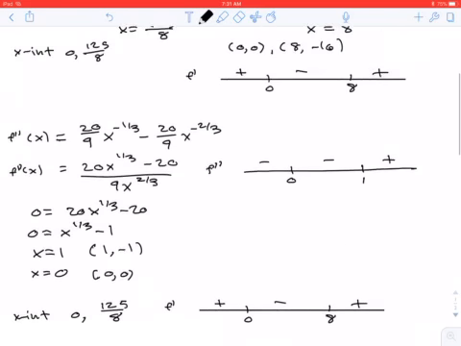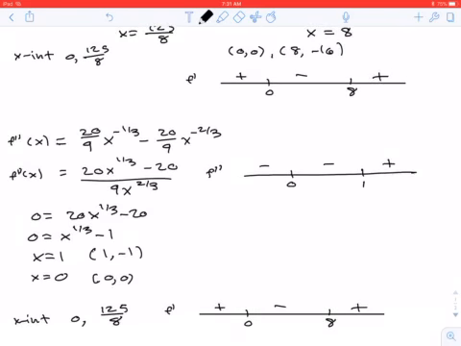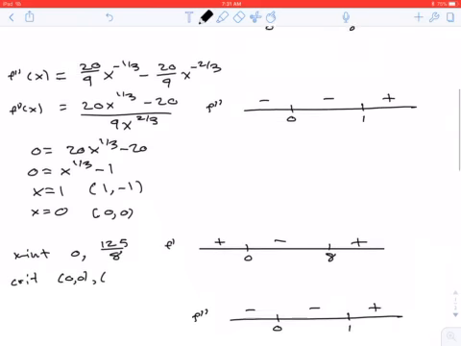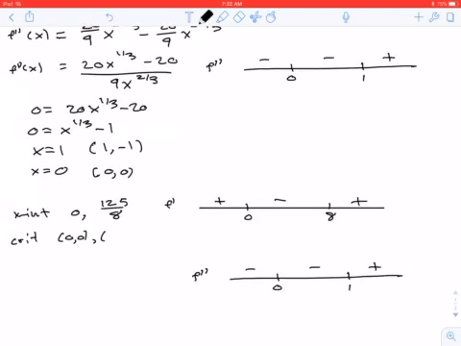So for our first derivative, our critical points were 0, 0, and 8, negative 16. So critical numbers 0, 0, and what did I say? I think 8, negative 16. And then for our inflection points, we had 0, 0, and 1, negative 1.